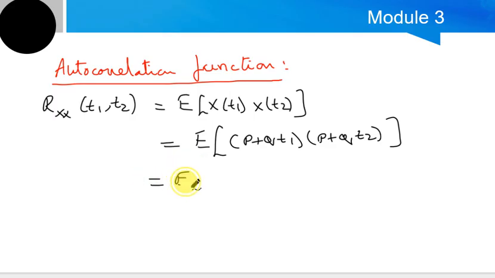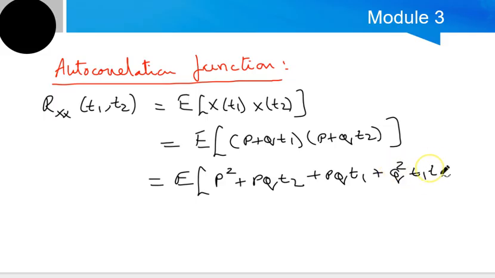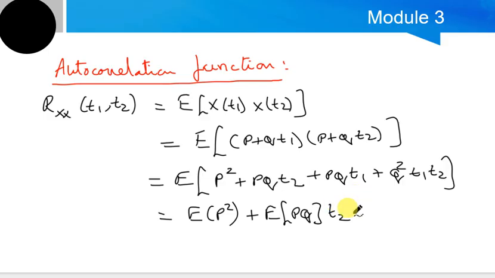Expand this. This is the expectation of P squared plus PQT2 plus PQT1 plus Q squared T1 T2. So this is nothing but E of P squared plus E of PQ into T2 plus T1, plus E of Q squared into T1 into T2. This is the autocorrelation function.